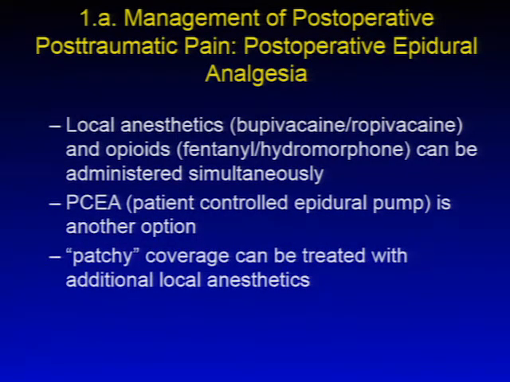Local anesthetics are often infused into the epidural space, as well as opioids. Commonly infused local anesthetics include bupivacaine and ropivacaine, and fentanyl and hydromorphone. Often patients may have the ability to use what is called a PCEA, which is a patient-controlled epidural pump. One of the issues that may occur with epidural analgesia is the coverage can sometimes be referred to as patchy, in that it's not getting full dermatomal coverage. This can be treated with additional local anesthetic.